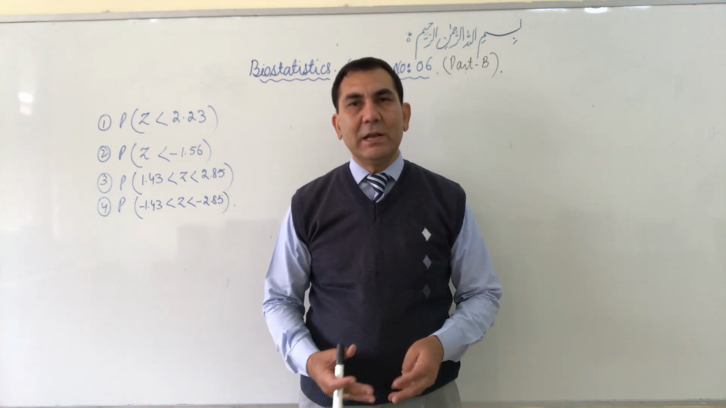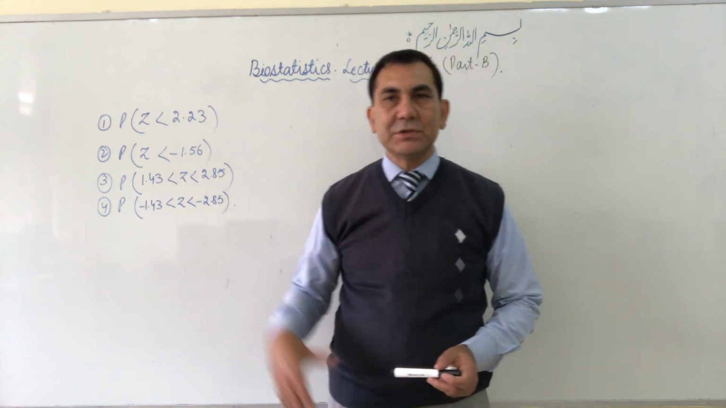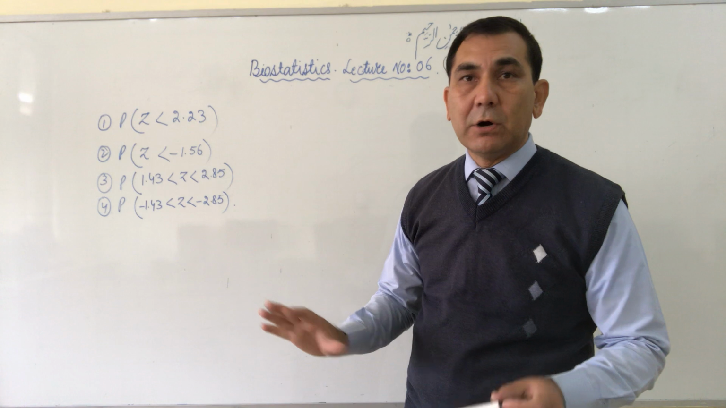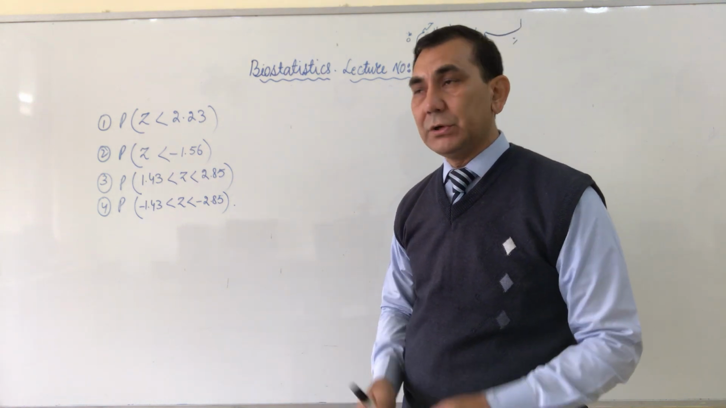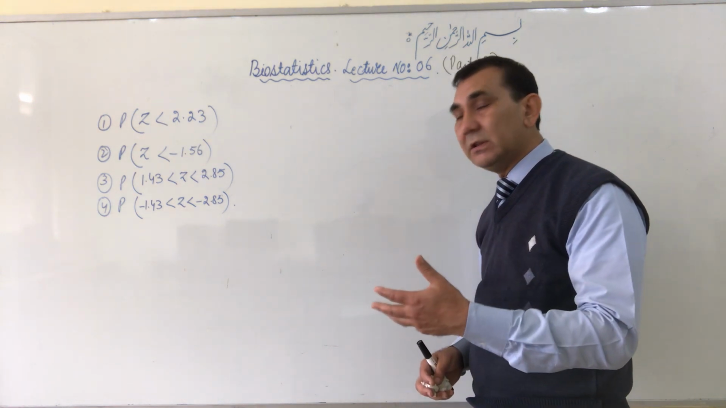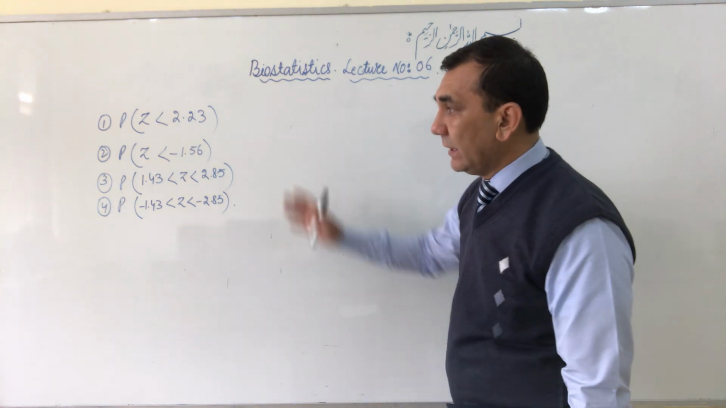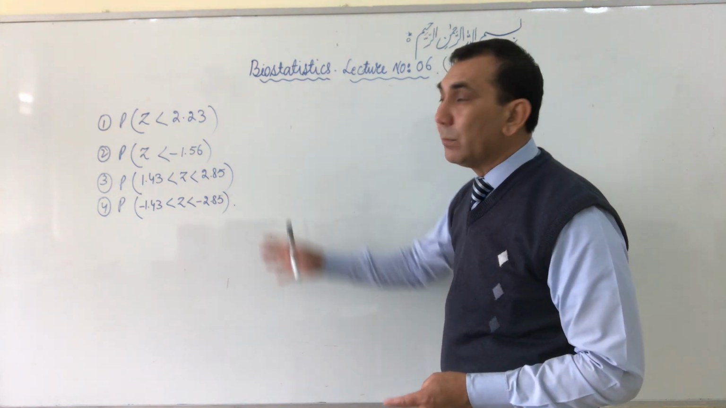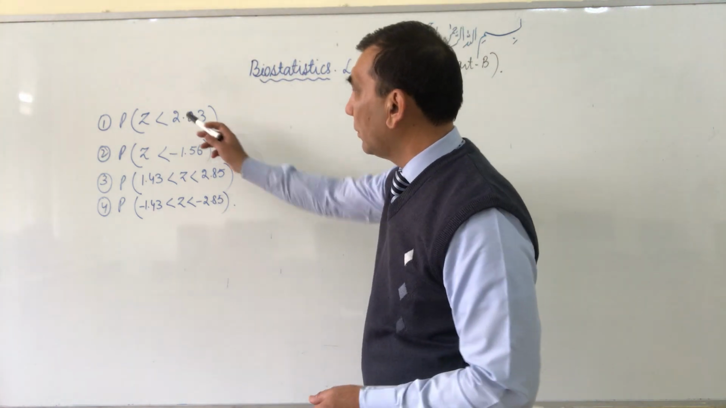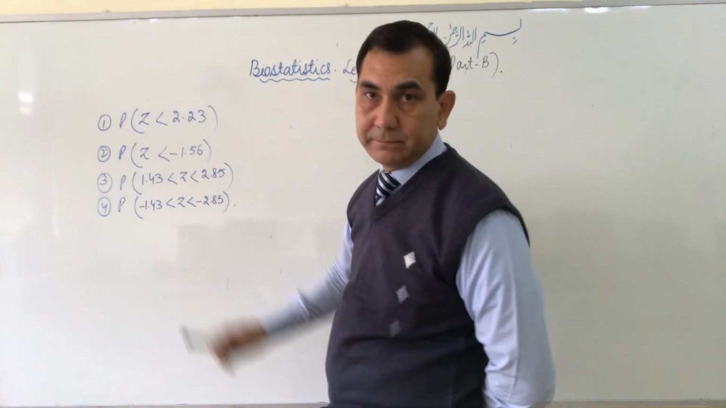And today's lecture we will cover part B of lecture number 6. As we learned in the previous lecture, how to find the area or proportion under the normal curve. Yesterday we solved three numericals of the normal distribution probability area. In today's session we will solve three more numericals. The first says: what is the probability area which is less than 2.23?